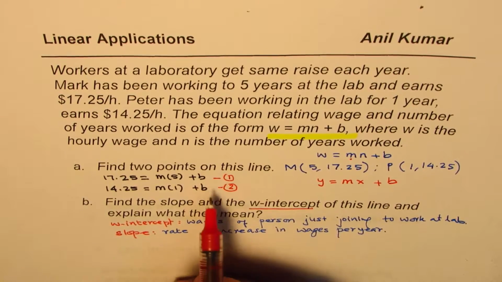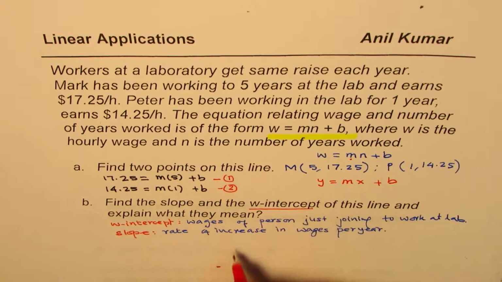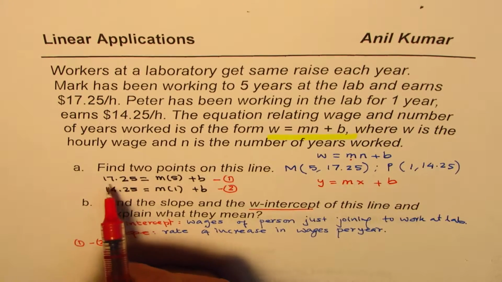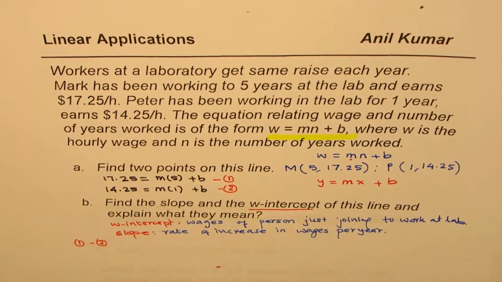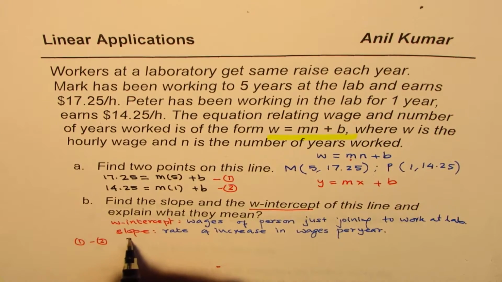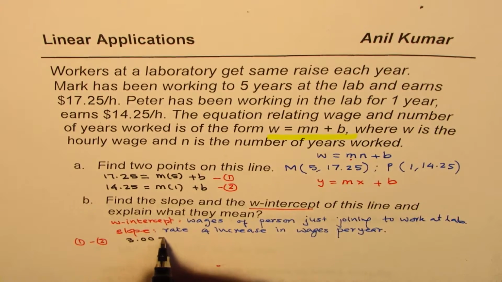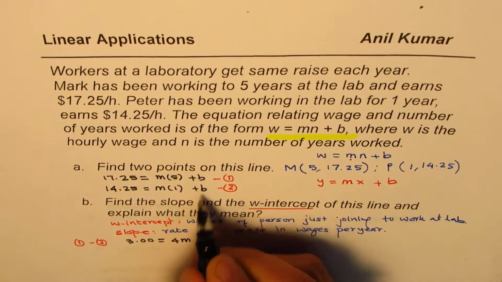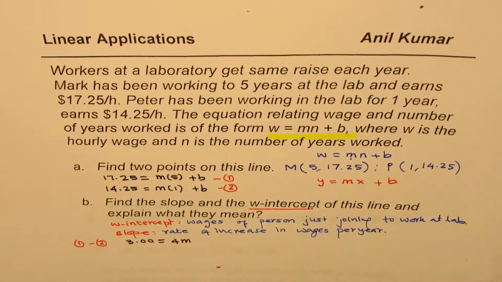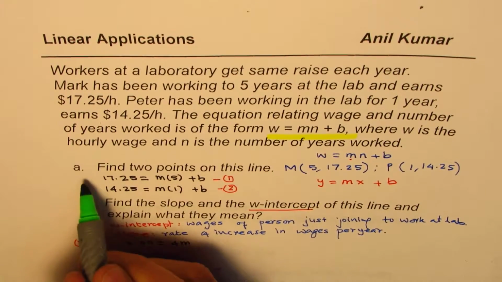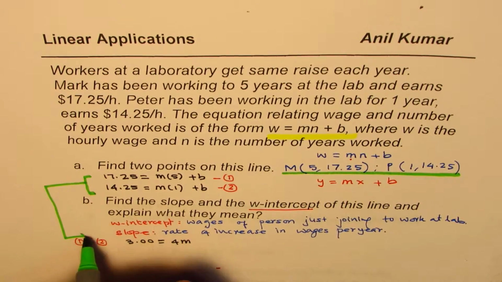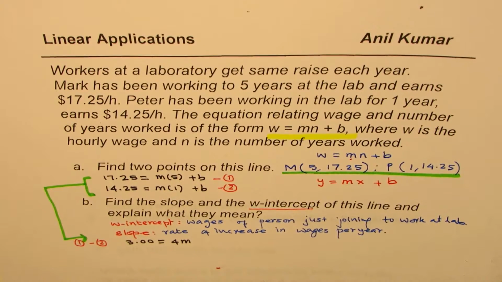Now what happens when I do equation 1 minus equation 2? 17.25 take away 14.25 gives 3.00, and 5m minus 1m is 4m. B minus b is 0. So what I've done is create these 2 equations from these 2 points and then subtract one from the other, eliminating one of the unknowns and finding the value of the other.